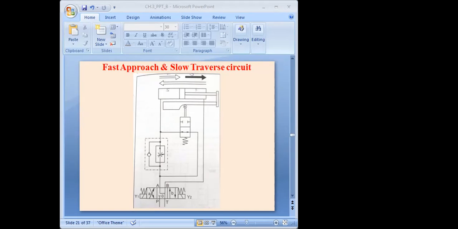Then your fluid will go to the cap end of your cylinder, and due to the pressure of the fluid, your piston will move fast in this direction. Partly it will be fast, and after that it will slow down. Simultaneously, if it takes position number 2, the left side, that time your fluid will come from this port B to T.